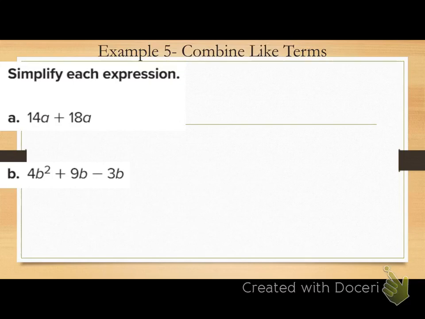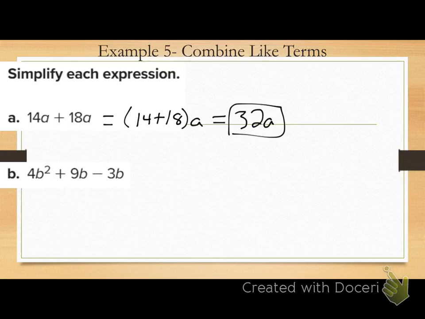So these are considered what we call like terms. In order for two terms to be like terms, they must have the same variables. The variables must have the same exponents. That is the case for these two terms here. So I can just take the two coefficients and add them, and I'm keeping the variable the same. So, what's 14 plus 18? 32. And then I have that a behind it. So 32a would be the simplified version of this expression.